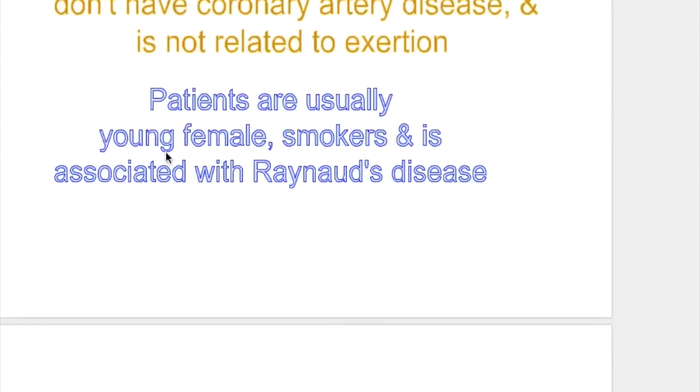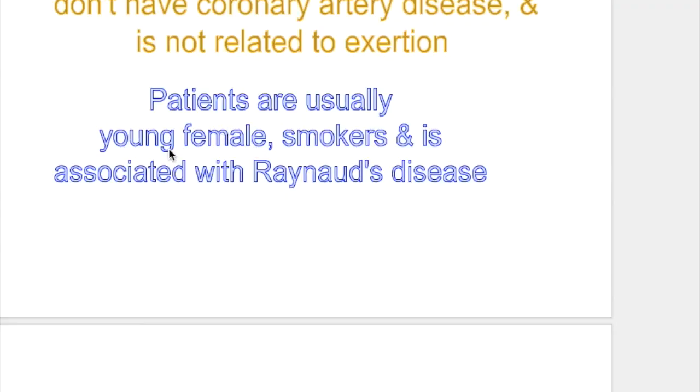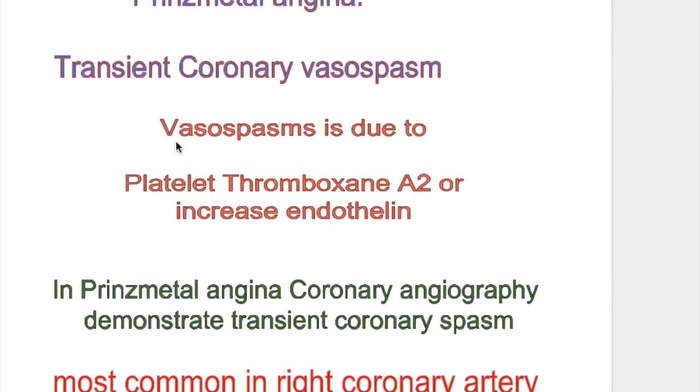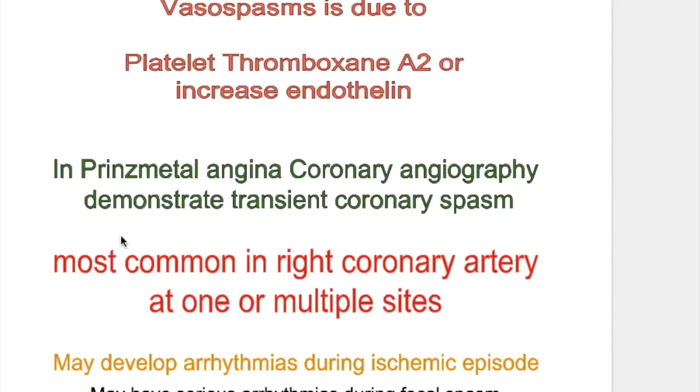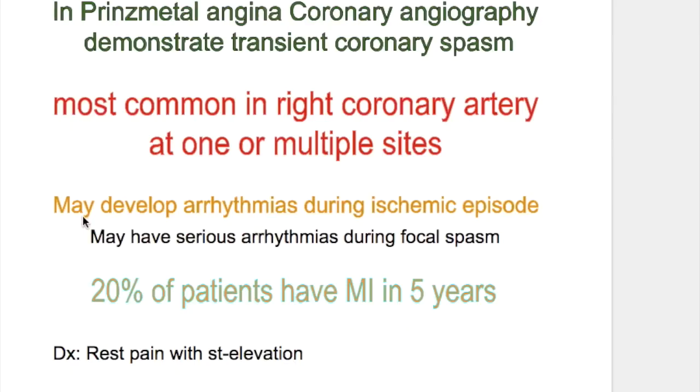Prinzmetal angina patients are usually young female smokers, and it is associated with Raynaud's disease and also with aspirin-induced asthma, whereas transmural infarct patients are old and it's not associated with Raynaud's disease or peripheral vascular disease. So what happens in Prinzmetal? There is transient coronary spasm. The vasospasm is due to platelet thromboxane A2. In Prinzmetal, coronary angiography demonstrates transient coronary spasm, most commonly in the right coronary artery at one or multiple sites. Prinzmetal angina patients may develop arrhythmias during ischemic episodes.